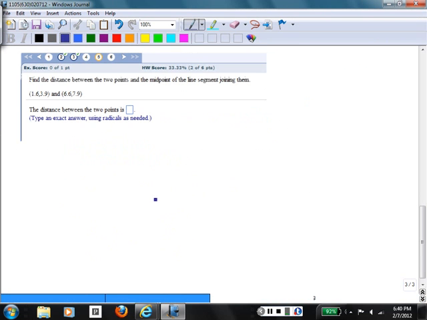All right. So find the distance between the 2 points and the midpoint of the line segment. I'll try not to forget the midpoint this time. D equals the square root of, there's my y sub 1 and y sub 2, x sub 1 and x sub 2. So difference in the x's, 6.6 minus 1.6, and we'll square that difference. Difference in the y's, 7.9 minus 3.9.